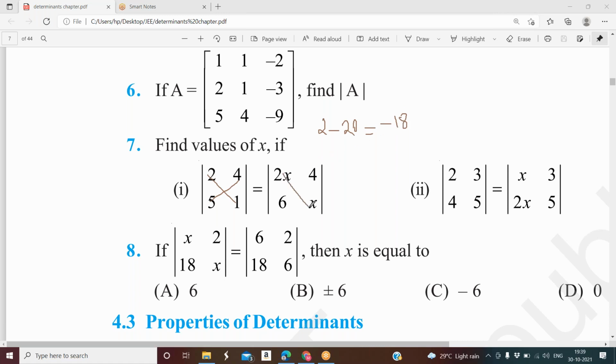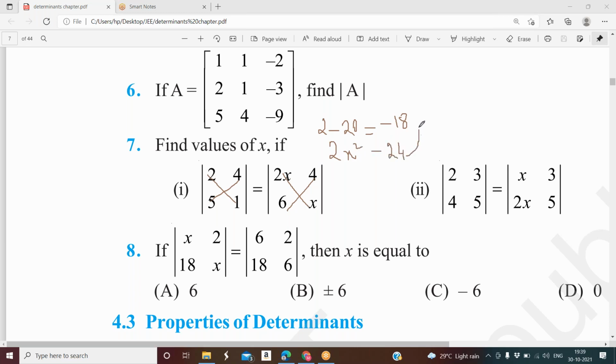Okay. Now come to the right hand side. Downward arrow minus upward arrow. So now I am finding the determinant value of the matrix given in the right hand side. It is downward arrow minus upward arrow. So 2x square minus 6 into 4, 24.